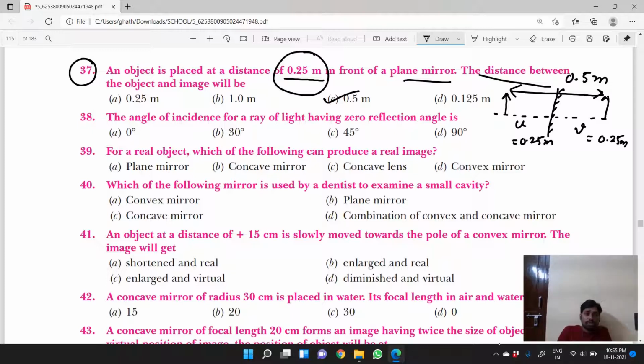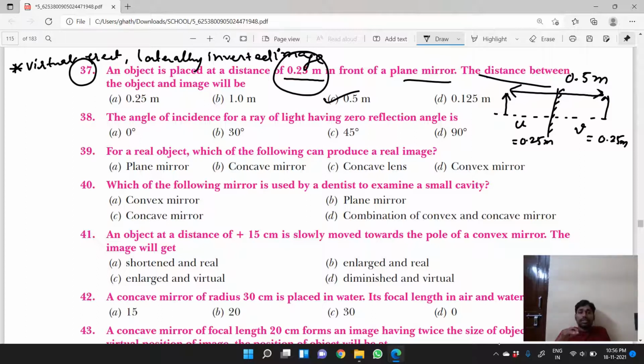Let us learn once again about the plane mirror. First, a plane mirror forms a virtual, erect, laterally inverted image. Don't confuse what is meant by lateral inversion. The image of an object is shifted by 180 degrees and changes a left hand coordinate system into a right hand coordinate system. This is called laterally inverted.